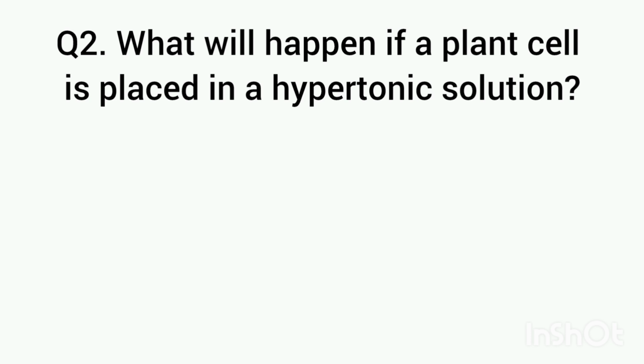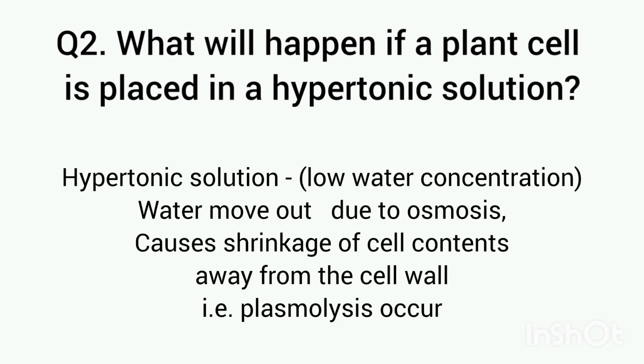What will happen if a plant cell is placed in a hypertonic solution? If a plant cell is placed in a hypertonic solution, then water will move out of the plant cell due to osmosis. And this causes the cell membrane to shrink away from the cell wall. That is a process known as plasmolysis.